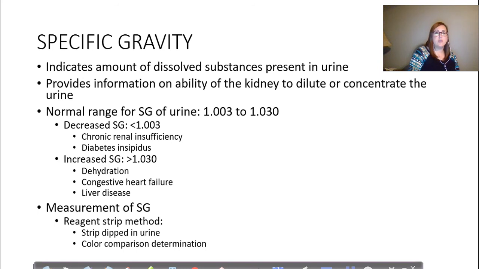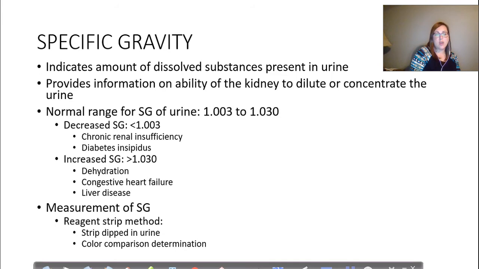Specific gravity. So specific gravity indicates the amount of dissolved substances present in the urine. It provides information on the ability of the kidney to dilute or concentrate urine. So the normal range is 1.003 to 1.030. You can see a decrease in specific gravity. You see that a lot in chronic renal insufficiency. You don't see diabetes insipidus very much. You might have an increase in specific gravity if someone's dehydrated, if they have congestive heart failure or liver disease.